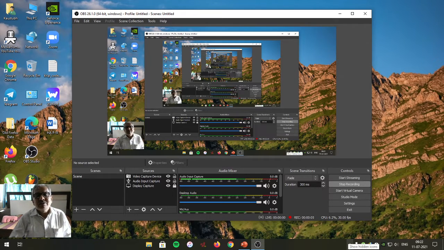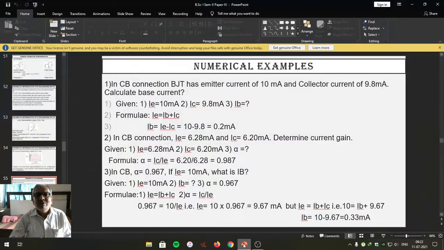Student friends, in last week, we almost completed bipolar junction transistor as one of the semiconducting devices and its related parameters. Friends, today we are going to discuss numerical examples which are likely to be asked on the topic of BJT.